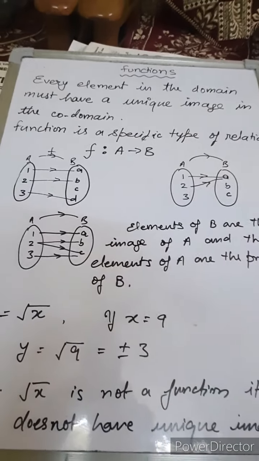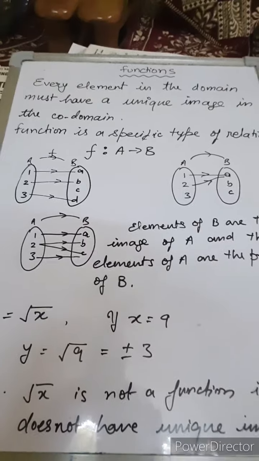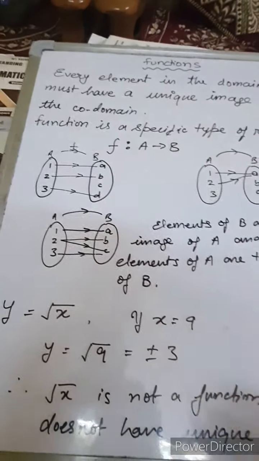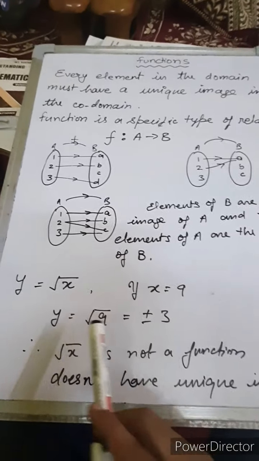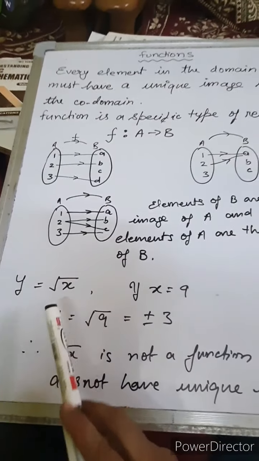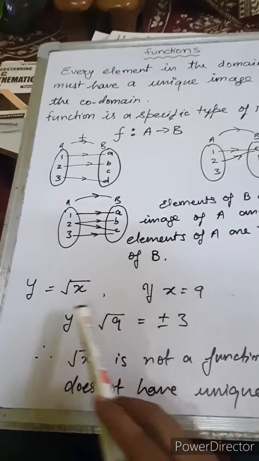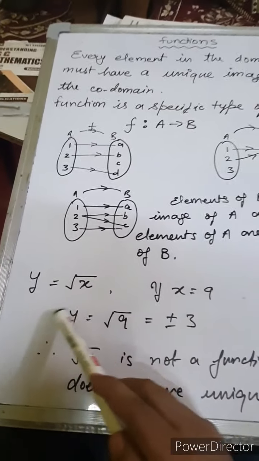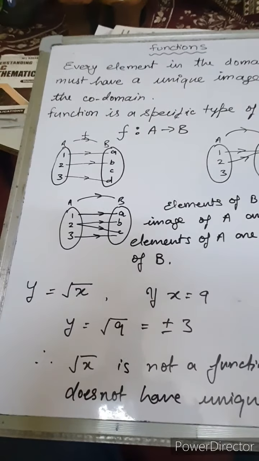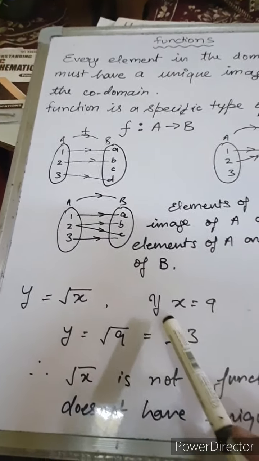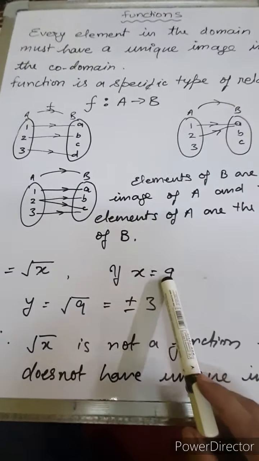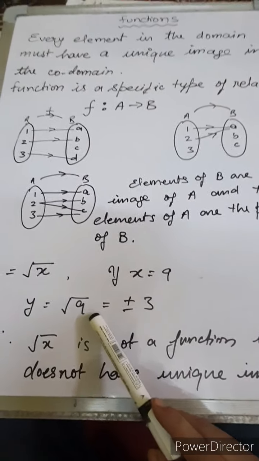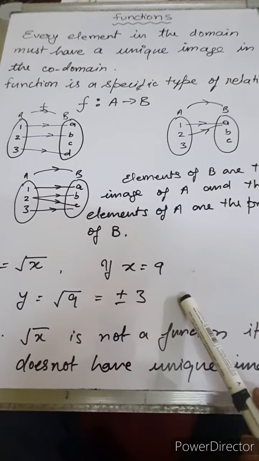Every element of the domain must have a unique image in the codomain, and the images will be the range of the function. Let's see this example. y equals root x. If x equals 9, you have to comment whether this is a function or not. y equals root x. Let's solve this. If we put x equals 9, it becomes y equals root 9, and the square root of 9 is plus minus 3.